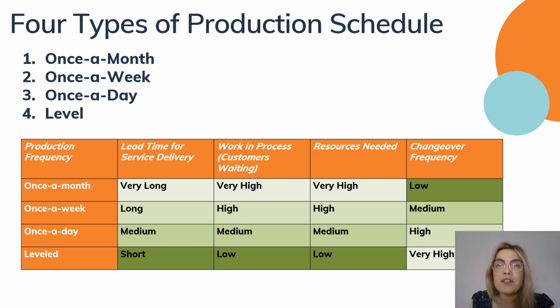We'll now go through each of the production schedules in turn. So first, once a month production. In once a month production schedules, the production frequency occurs once a month. The lead time for the service delivery is very long. An entire month's demand is produced in a single production run. This is quite rare in direct patient care settings, but quite common in administrative areas.